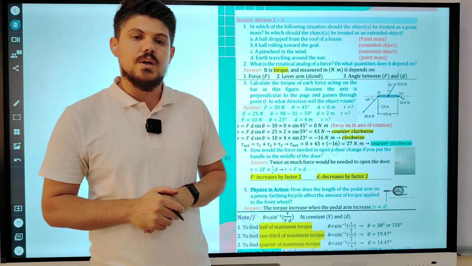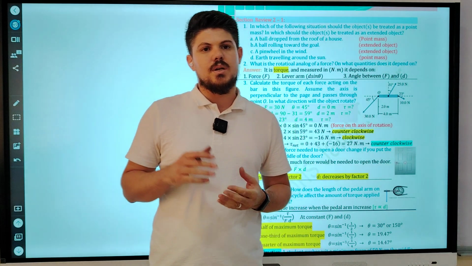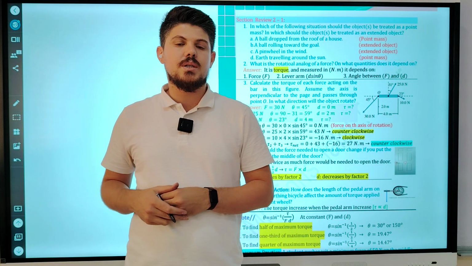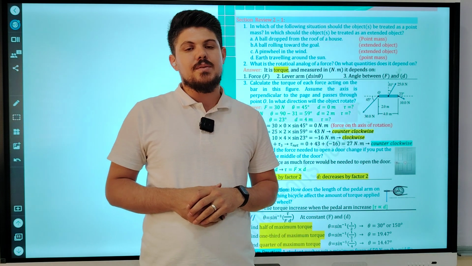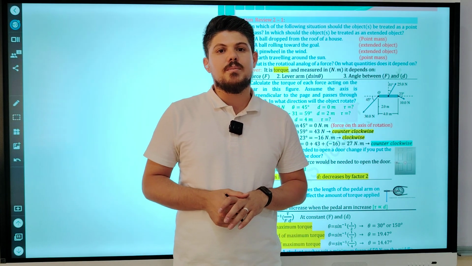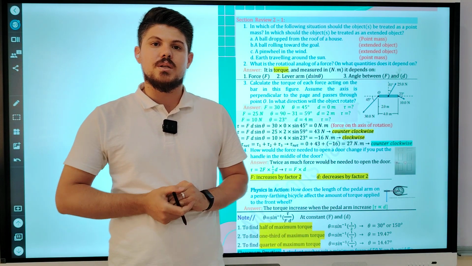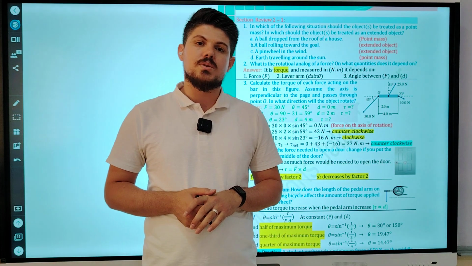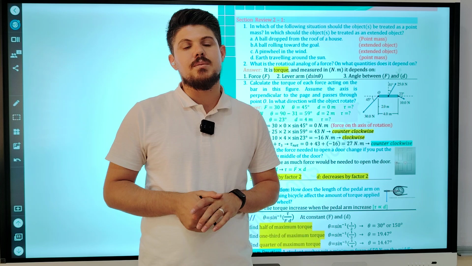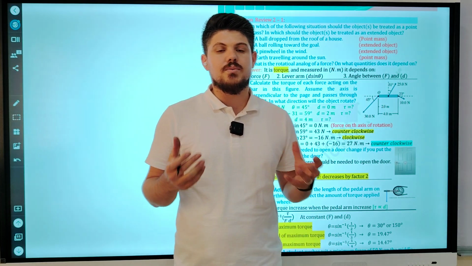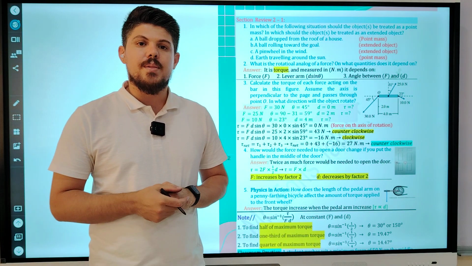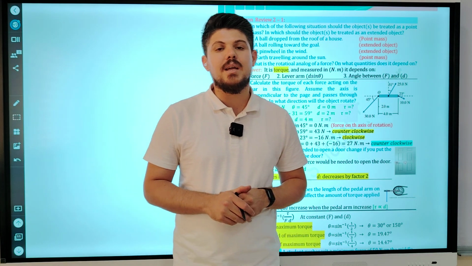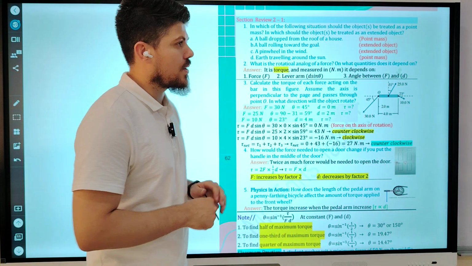Just to remind you, in a previous lesson we studied the point mass and the extended object, and also the torque and the lever arm, and we solved many questions related to torque. You know that the torque is equal to force times distance times sine theta, and the torque depends on the amount of force measured in Newton, the lever arm, and the angle between force and distance. Okay.